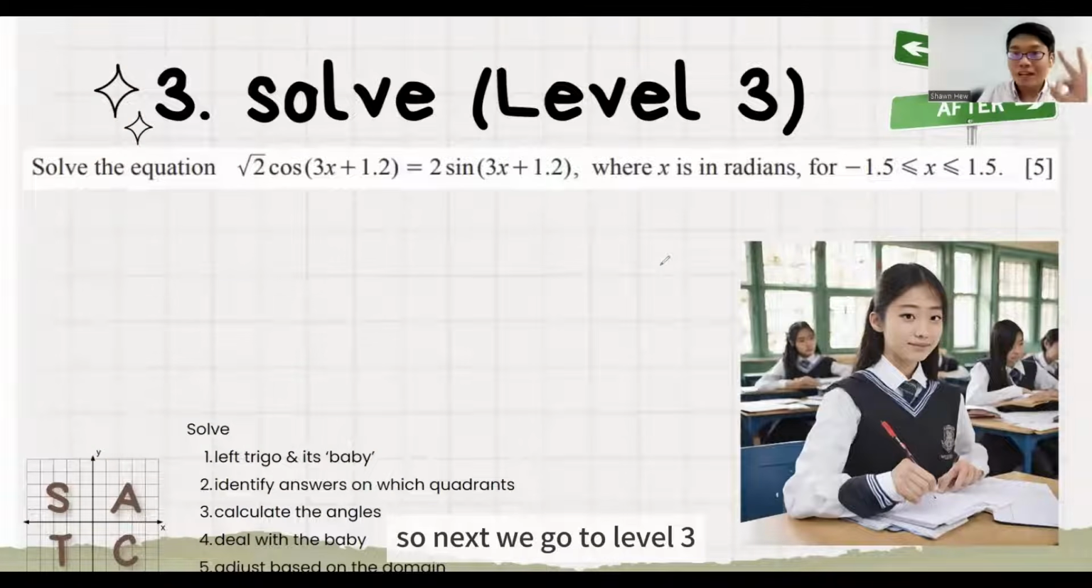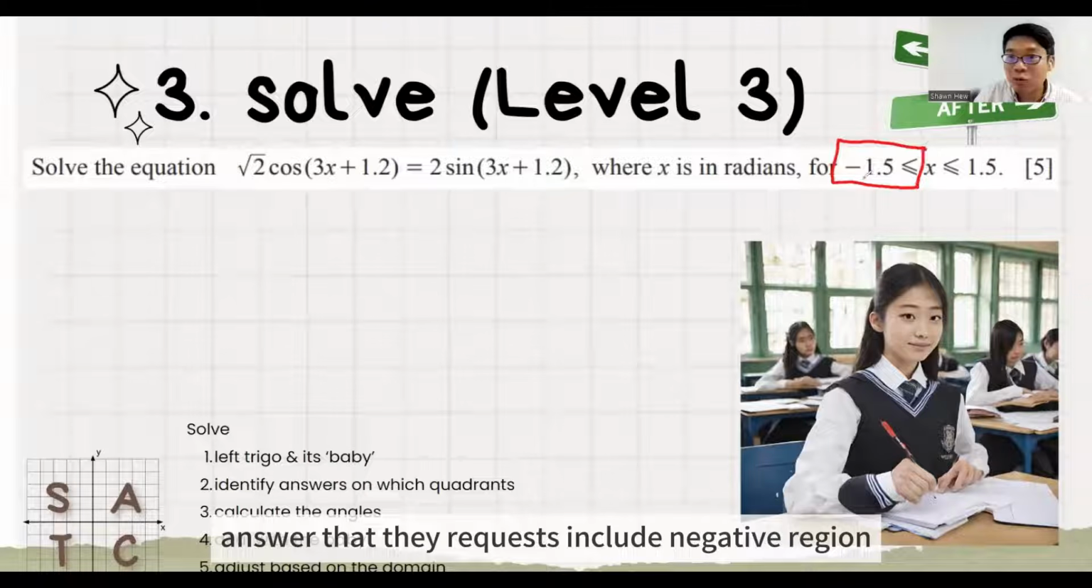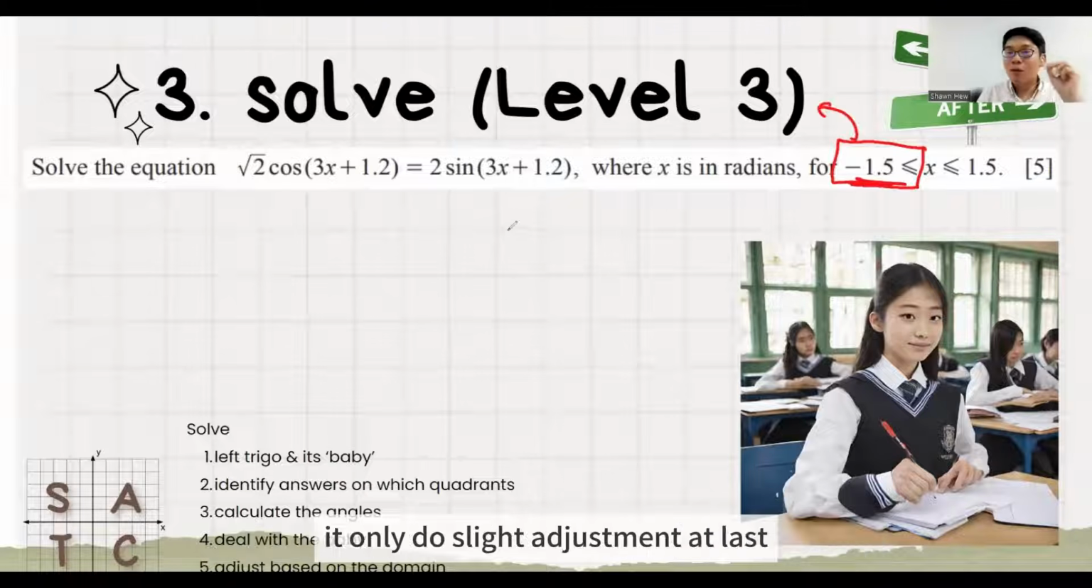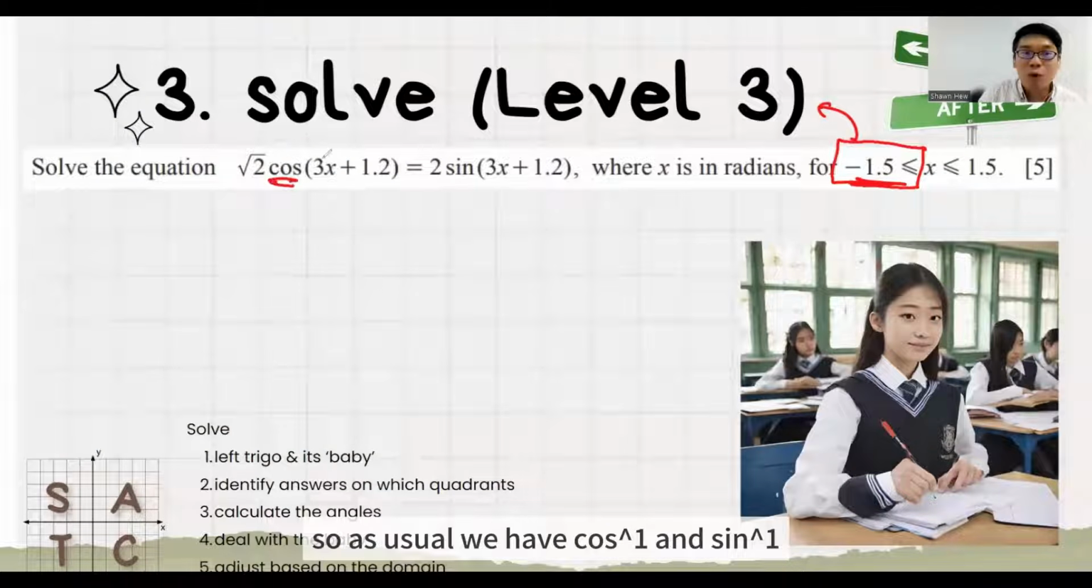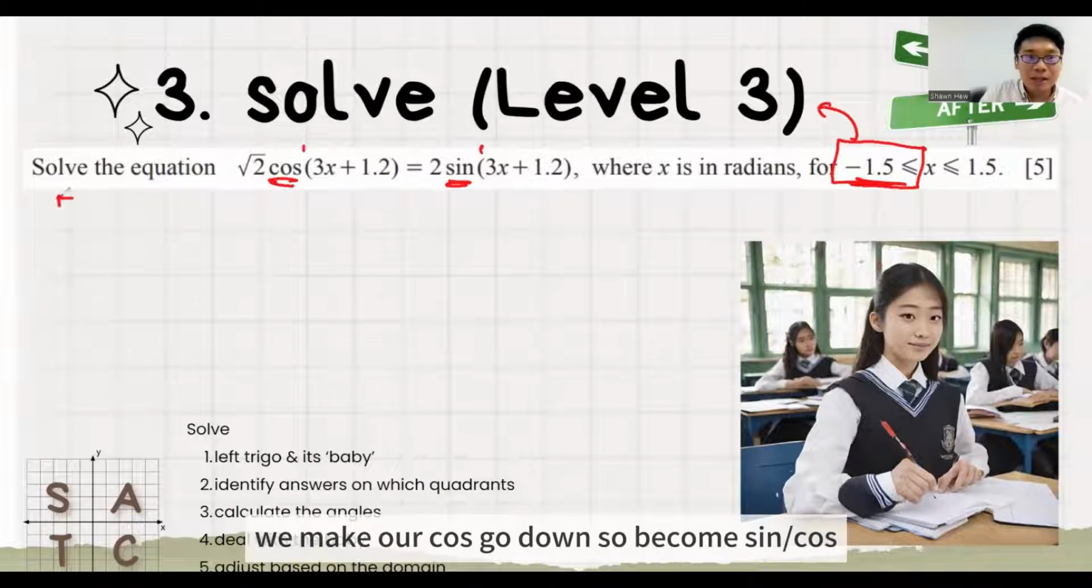So next we go to level 3. When you see answer that they request include negative region, we only do slight adjustment at last. The front part is exactly the same. So as usual, we have cos power 1 and sine power 1. We change it to tangent. We make our cos go down, so become sine over cos.